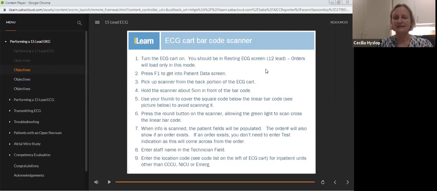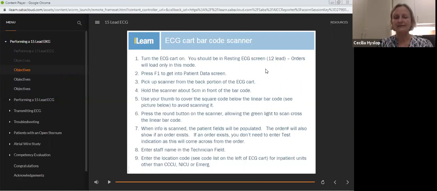And when the information is scanned, the patient's fields will be populated, and also the order number. It's also important to enter the staff's name who is requesting, or the fellow's name who is requesting, the 15 lead, as well as you as the user. So if we have any questions, we can always go back to you and reconcile whatever the question is.